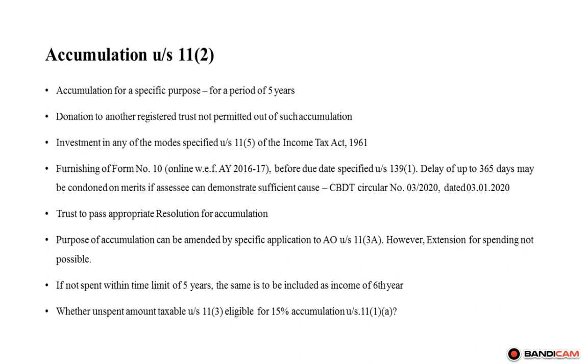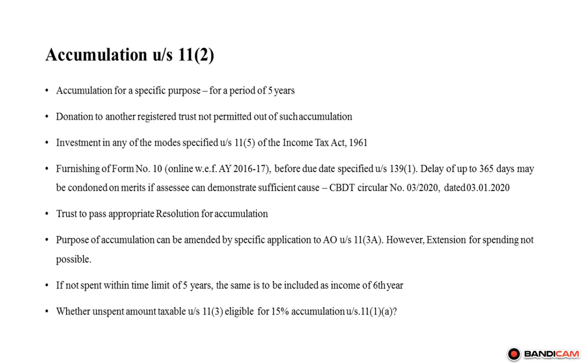It is not necessary. Again here a trust has to pass an appropriate resolution for accumulation. Purpose of accumulation can be amended by a specific application to AO. AO means assessing officer under section 11 subsection 3A. However, extension for spending is not possible. If not spent within time limit of 5 years, the same is to be included as income of the 6th year.